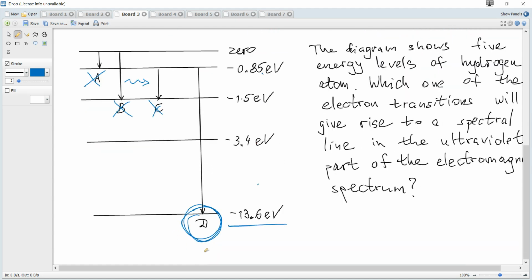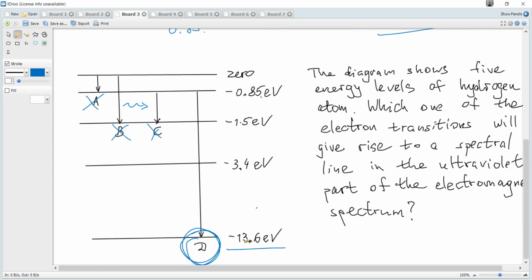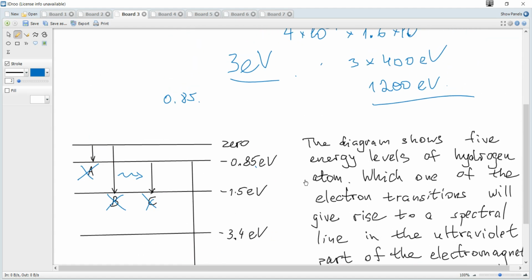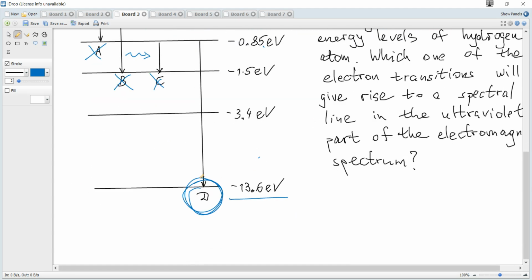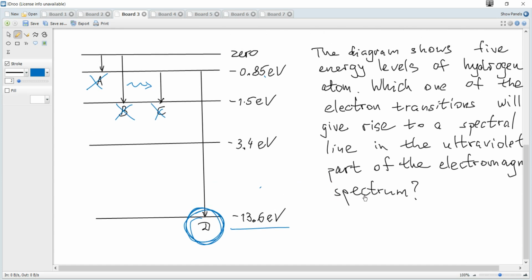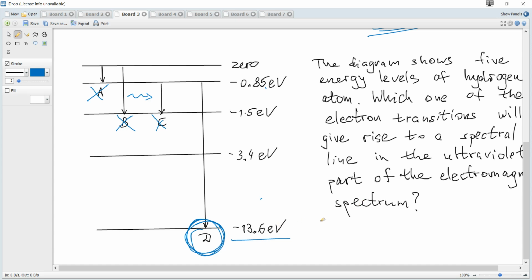And this is 13, about 13, and definitely it's greater than this and less than this, so it's possible, and it's the required transition to be in the ultraviolet part of the electromagnetic spectrum. And that's all for this question.